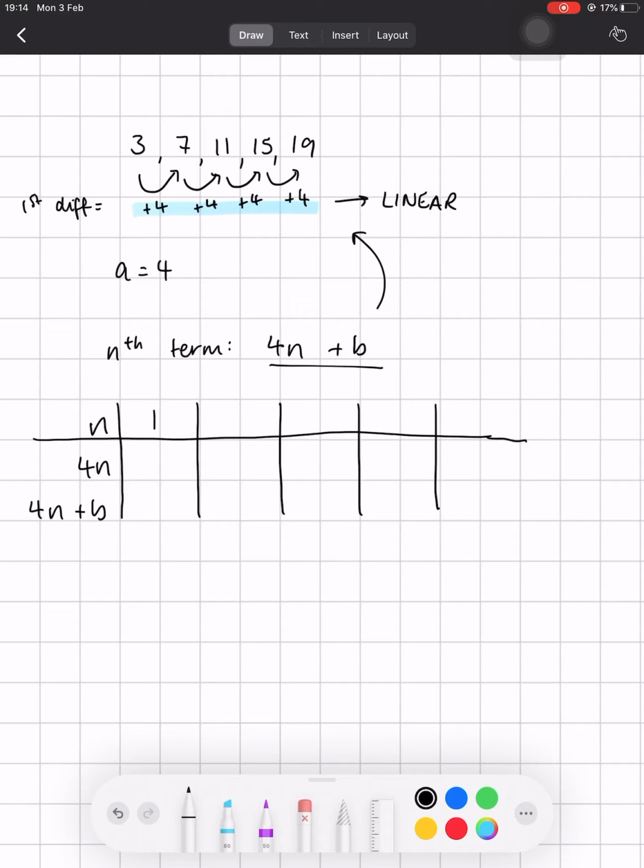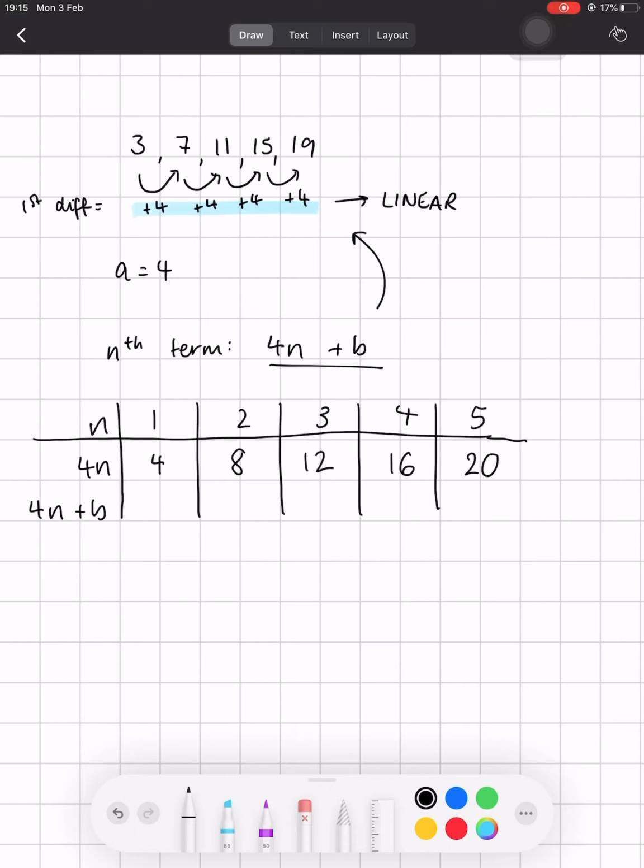So we've got n is 1, 2, 3, 4, 5, because that's the positions of the numbers. So we have 5 numbers. That's why we put 1, 2, 3, 4, 5. And then 4n, so we're going to do 4 times 1 gives us 4. 4 times 2 gives us 8. 4 times 3 gives us 12. 4 times 4 gives us 16. 4 times 5 gives us 20.